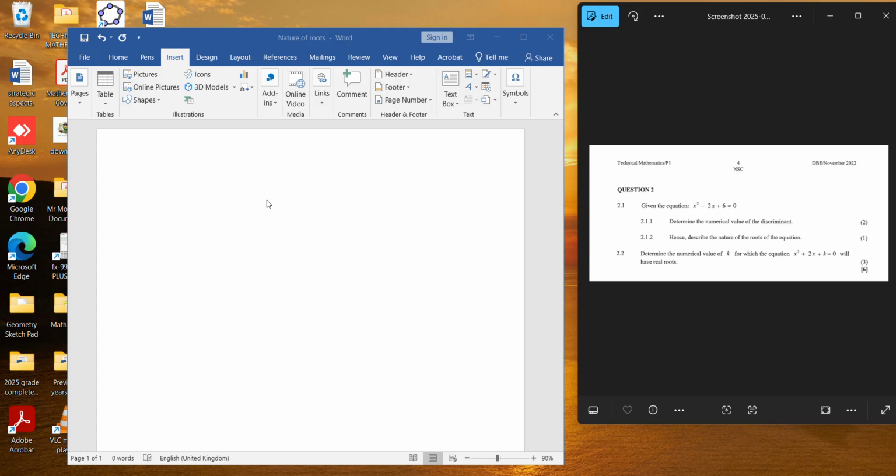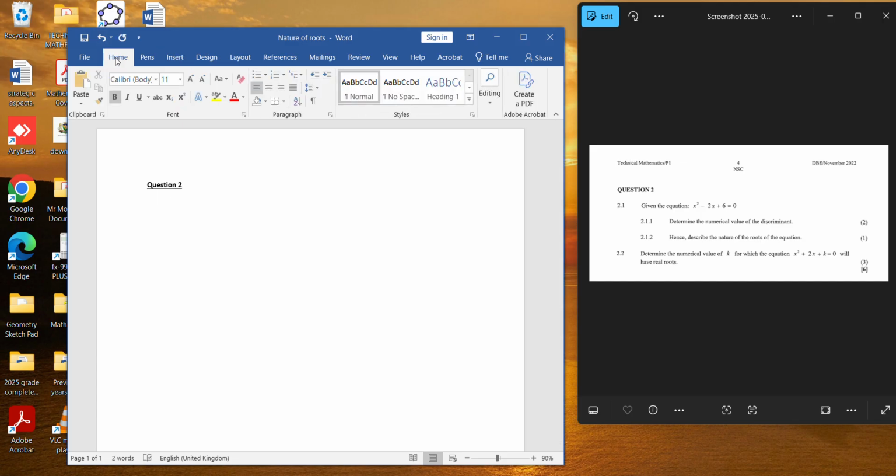Then let us dwell into question number 2 that we have here. 2.1 says, given the equation x squared minus 2x plus 6 equal to 0. The question that we are going to do is question number 2 of November 2022. Now, let us address the different questions that we have.